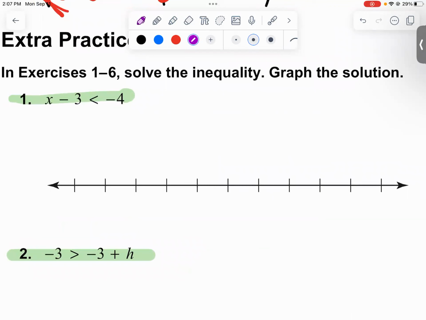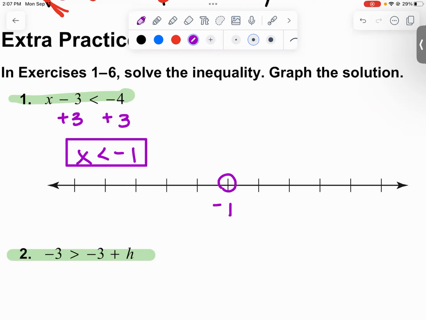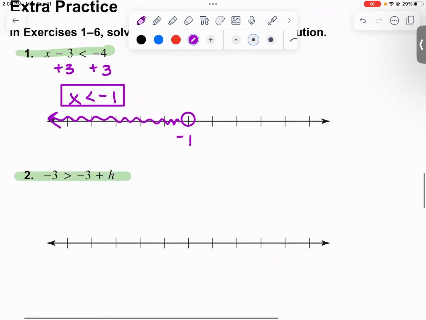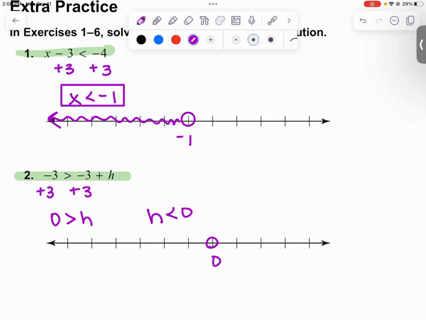Allison, what do we need to do to both sides to number 1? So x is less than... So at -1, we have an open circle and we're going to the left, okay. All right. Ethan, what about number 2? What do we need to do to both sides? Add 3. So we have 0 is greater than h, or you can write h is less than 0. Oh, that's kind of boring.